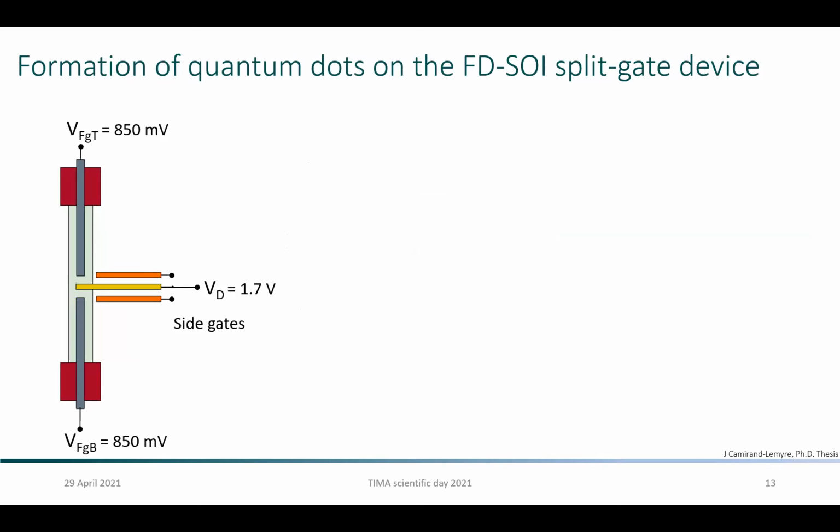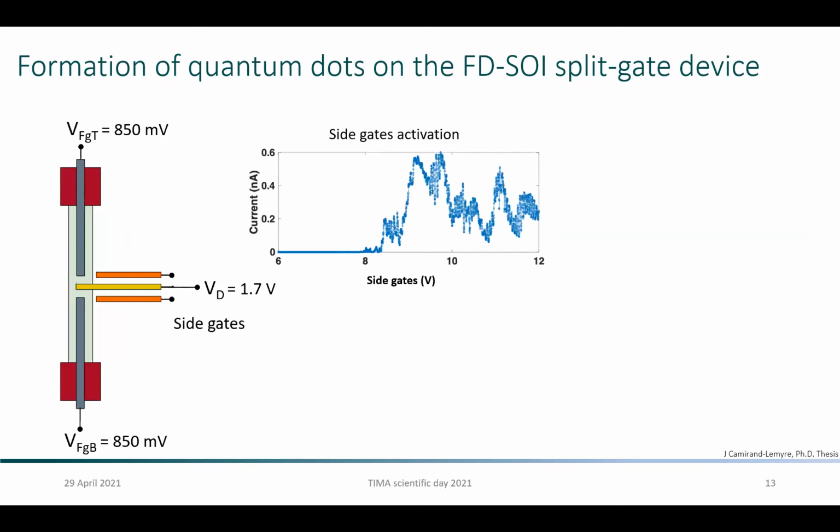However, since the side gates are not deposited on the sensitive gate oxide, they can be pushed much further. And indeed, for a fixed voltage lower than 1.8 volt on the front gates and the dot gate, starting at around 8 volt on the side gates, we can see these oscillations appear while measuring the current in the channel, indicating electronic transfer in quantum dots. And I'm sorry, I don't have the time to explain what these oscillations and something else called Coulomb diamonds are, but it's the signature of quantum dots in our device.